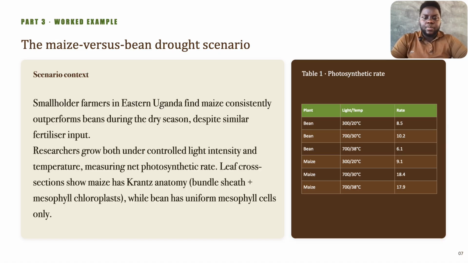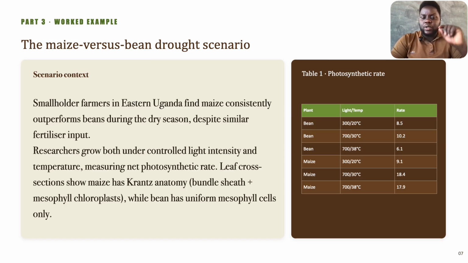Let's continue. Research shows that both grow under controlled light intensity and temperature, measuring net photosynthetic rate. Leaf cross-sections show that maize has a Kranz anatomy. Pay attention to that. Kranz anatomy is where we have bundle sheath plus mesophyll chloroplasts, while beans have a uniform mesophyll cell arrangement only. This is our second clue, the Kranz anatomy.